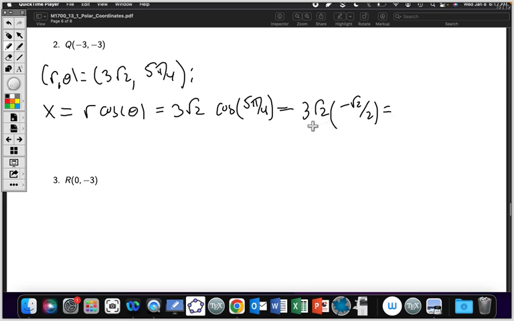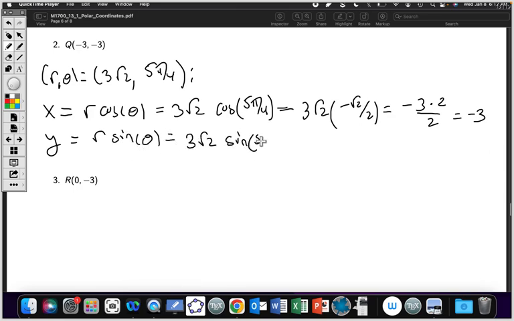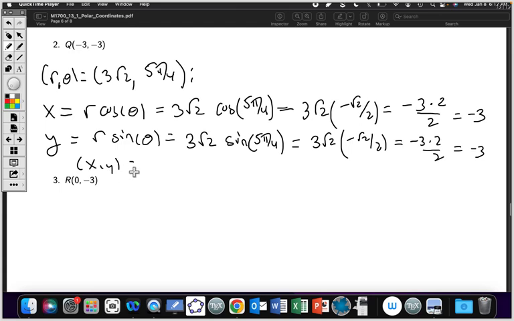Let's see what we get. We get negative 3 times square root of 2 times square root of 2 is 2. So we get right back to negative 3. Y is r sine of theta. So 3 square root of 2 sine 5 pi over 4. So 3 square root of 2, once again, times negative square root 2 over 2. And we get back to the same thing we had before. And so the xy is back to negative 3, negative 3.